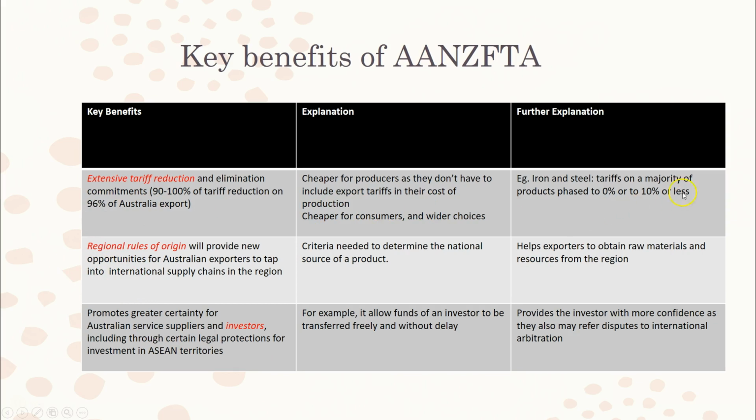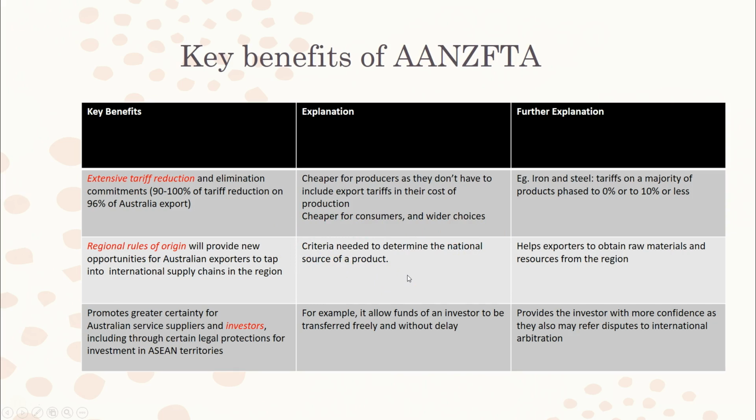So this is just what you need to write generally and apply to whatever your case is asking for. The second one, which a lot of students struggle with, is regional rules of origin. So what does regional rules of origin mean? Actually, it's very simple. You can see here the definition: criteria needed to determine the national source of a product.